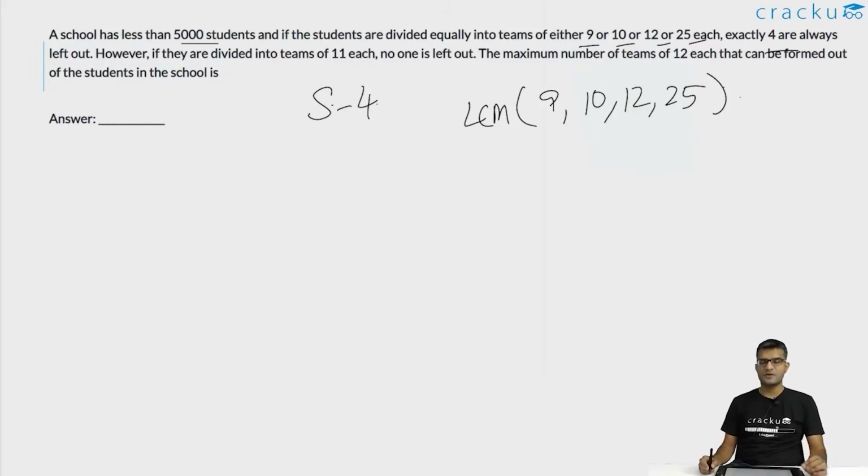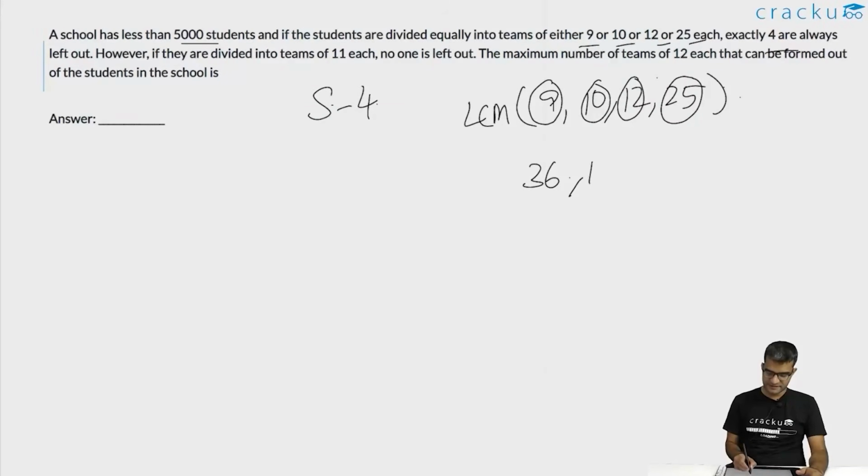What is the least common multiple? That is the smallest number, which is a multiple of 9, 10, 12 and 25. The smallest multiple of 9 and 12 is 36. The smallest multiple of 10 and 25 is 100. So we have to find out the smallest multiple of 36 and 100. You can figure out that the smallest multiple of 36 and 100 is equal to 900.